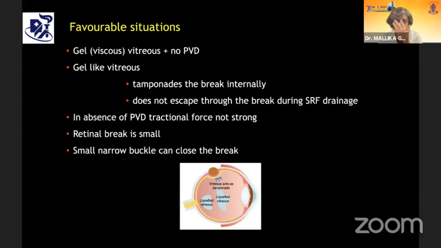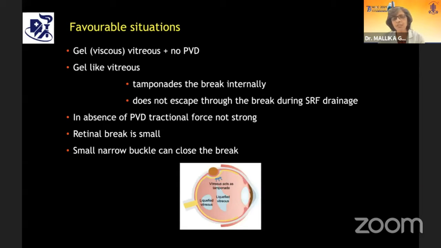Now, a gel vitreous helps a buckle because it acts like a tamponade inside the eye and closes the break because it is itself solid and it does not escape through the break externally during the SRF drainage. So this is why a gel vitreous is favorable.